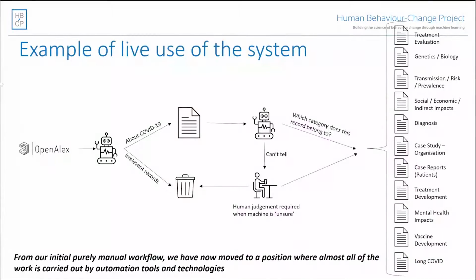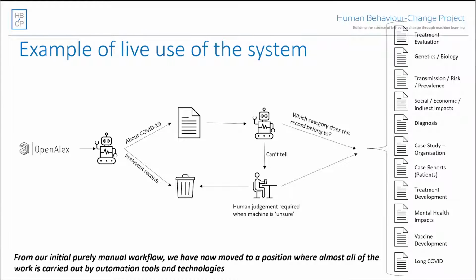So an example of how we're using it, and how we have been using it throughout the pandemic, is we've got the OpenAlex data set here on the left, going through a machine learning model, deciding whether or not a given record is about COVID-19. Those that are about COVID-19 then go through another machine learning model. This is based on BERT technology, and that then assigns them to these broad categories, which then go into the live database. In situations where the machine wasn't able to tell, human judgment was there to make those fine-grained decisions when the machine was unsure.